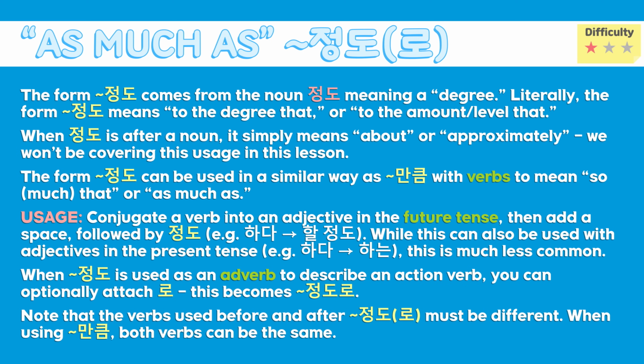While this can also be used with adjectives in the present tense, for example, 하다 becoming 하는, this is much less common. When 정도 is used as an adverb to describe an action verb, you can optionally attach 로. This becomes 정도로. Note that the verbs used before and after 정도로 must be different. When using 만큼, both verbs can be the same.